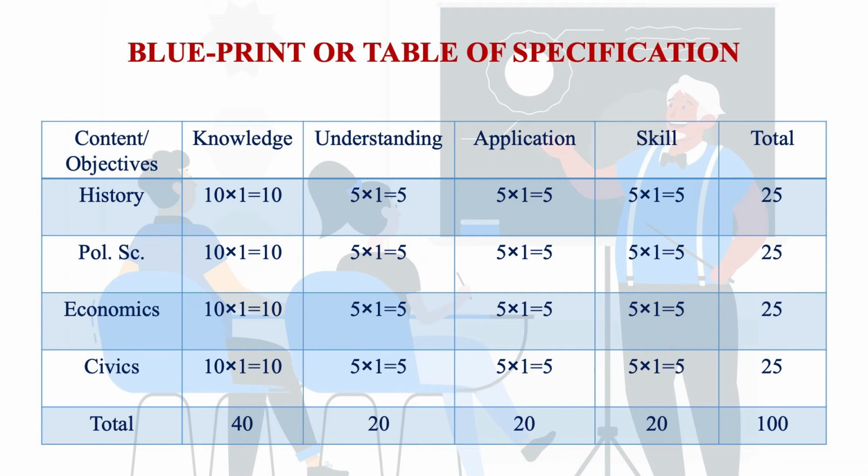So accordingly, for a knowledge level of question from history, you have to write 10 questions. Then for understanding level questions from history, you have to write 5 questions as per the weightage. Then accordingly you have to write 100 questions. That is, from history 25, political science 25, economics 25 and civics 25. Then again from the knowledge area 40 questions, understanding area 20 questions, and application and skill areas 20 questions each.